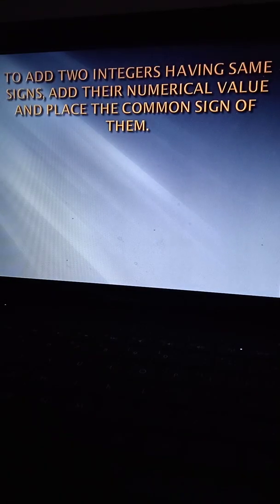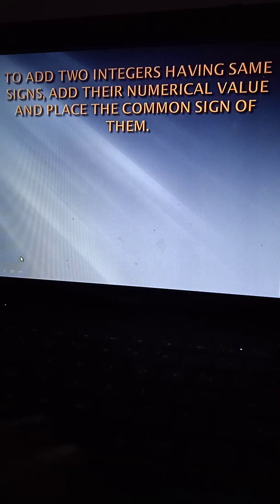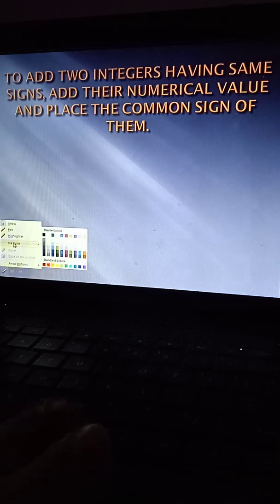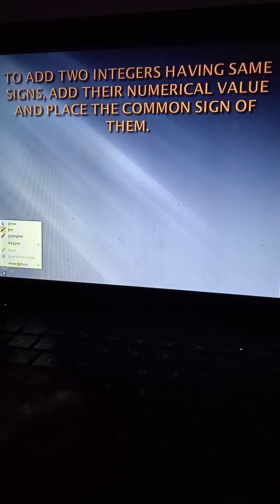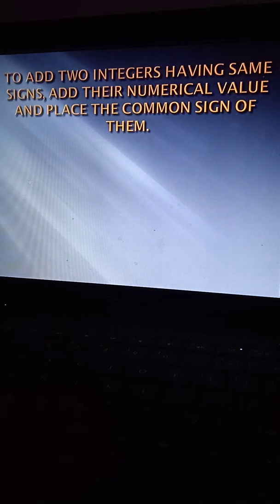So, this is your first rule: to add two integers having the same sign, add their numerical values and place the common sign in between them. It means if we have two integers, like -3 and -1, these are the two integers.